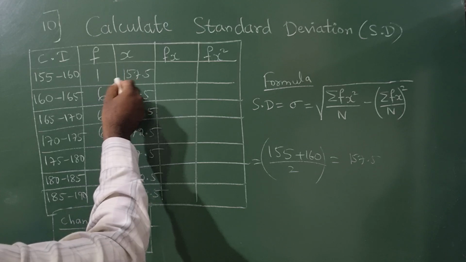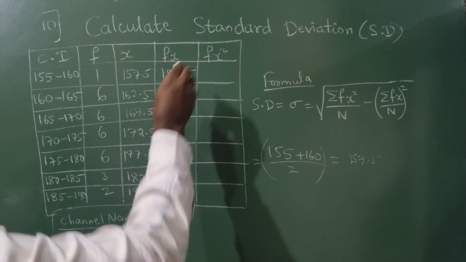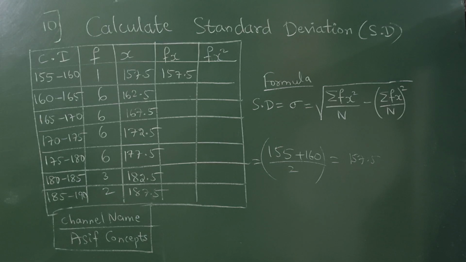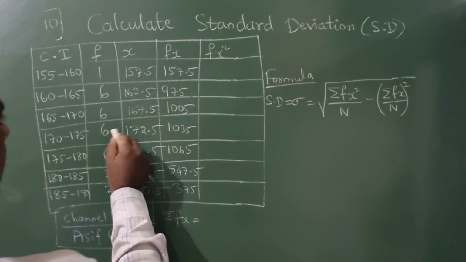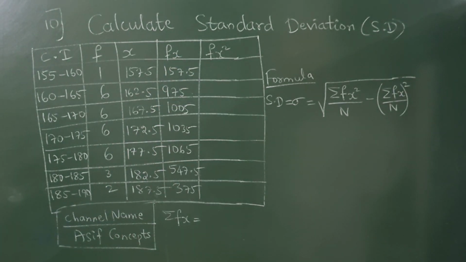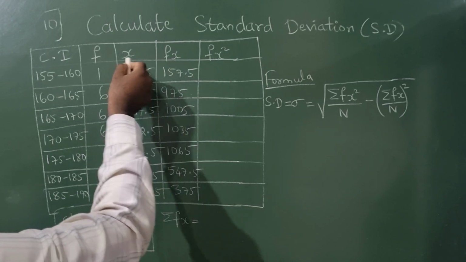Multiply these two. 1 into 157.5 is 157.5. Now multiply these two. When you multiply these two, you will get this column. Now the last column is fx square. This is fx, this is x.